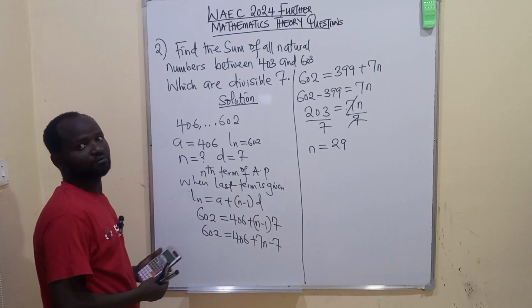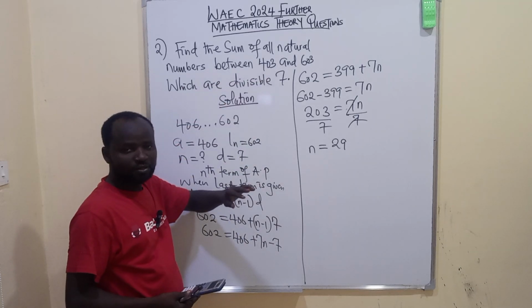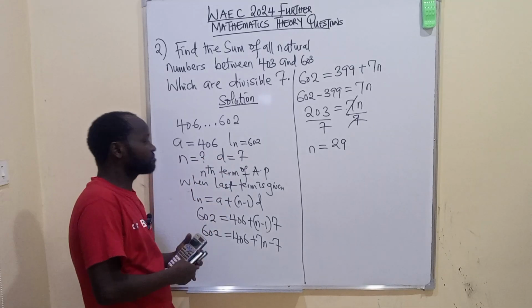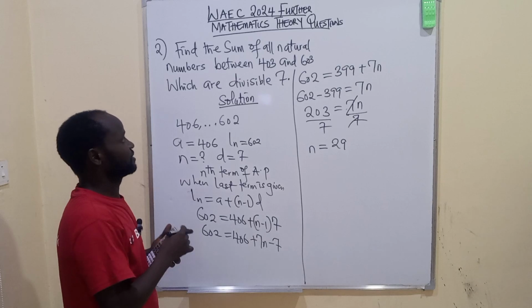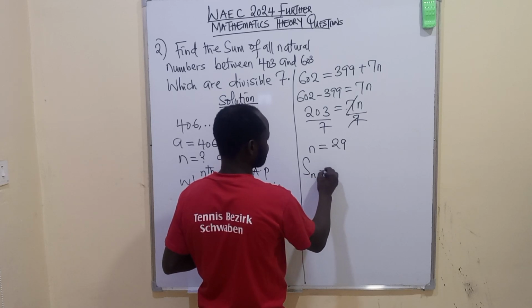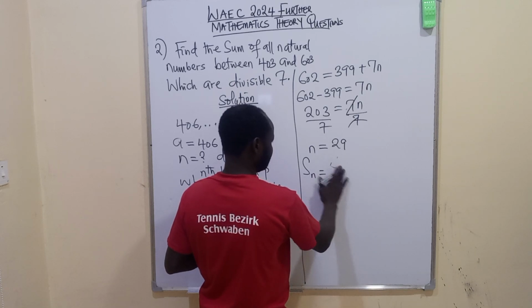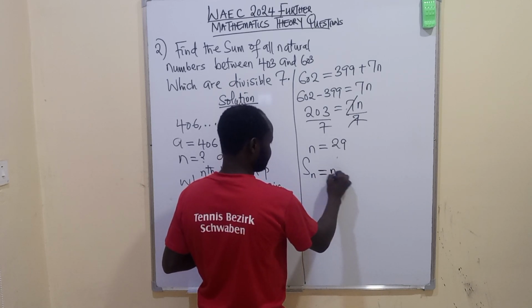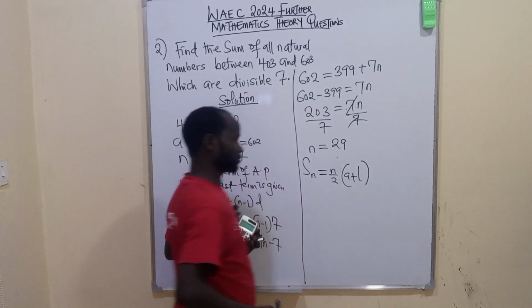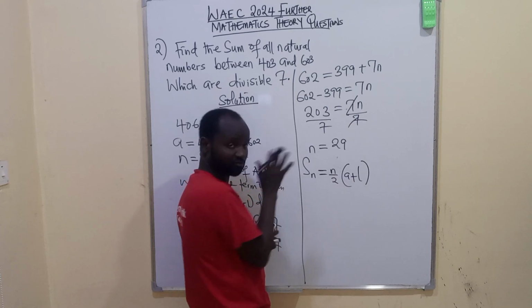But that's not what we're looking for. We are asked to find the sum of all the natural numbers between these. So those 29 numbers, what will be their sum? We will use the sum formula now when the last term is given, the sum of AP when the last term is given. The sum is equal to n divided by 2, bracket open, A plus the last term, bracket close. So when the last term is given, we use this sum formula.